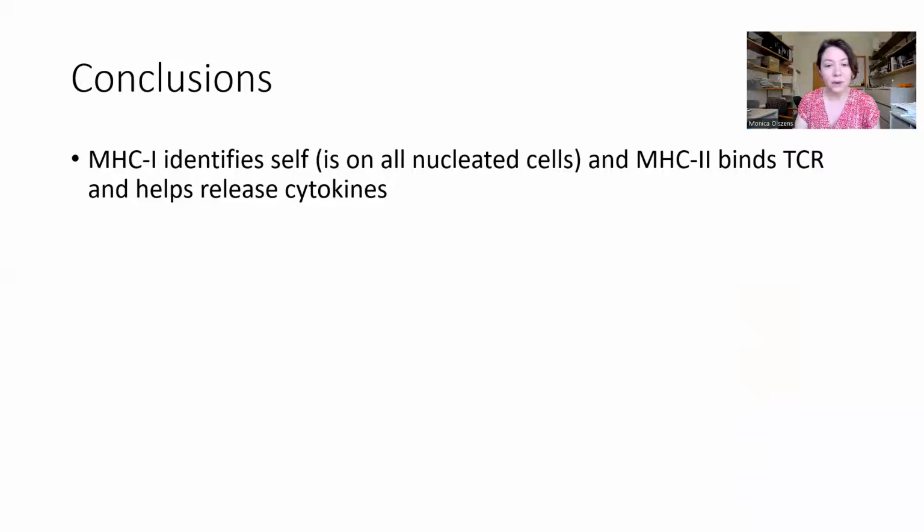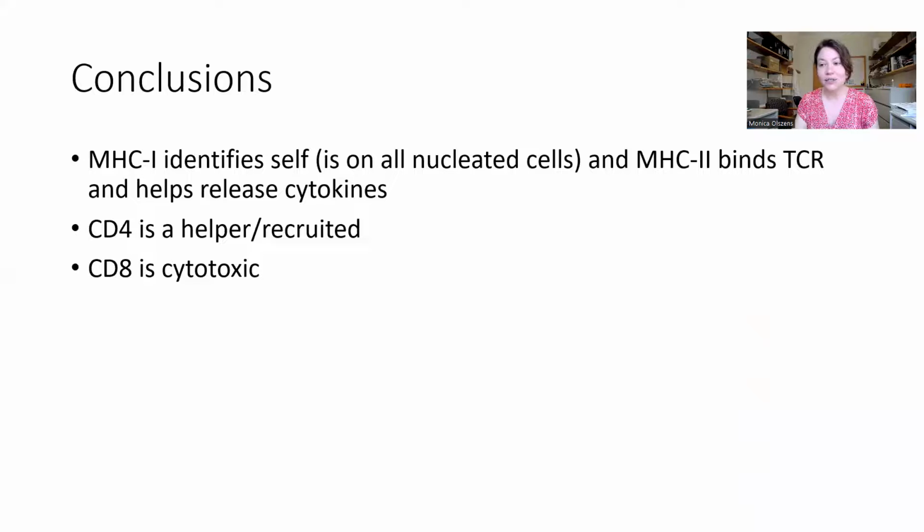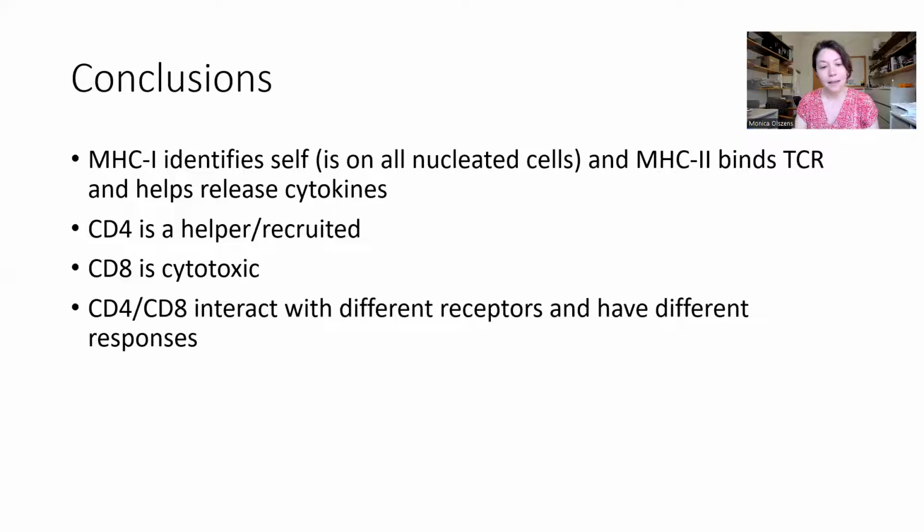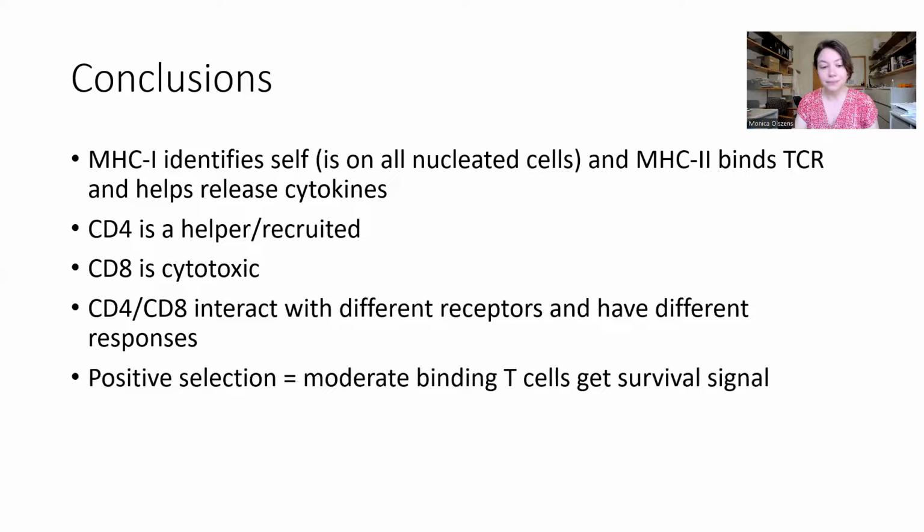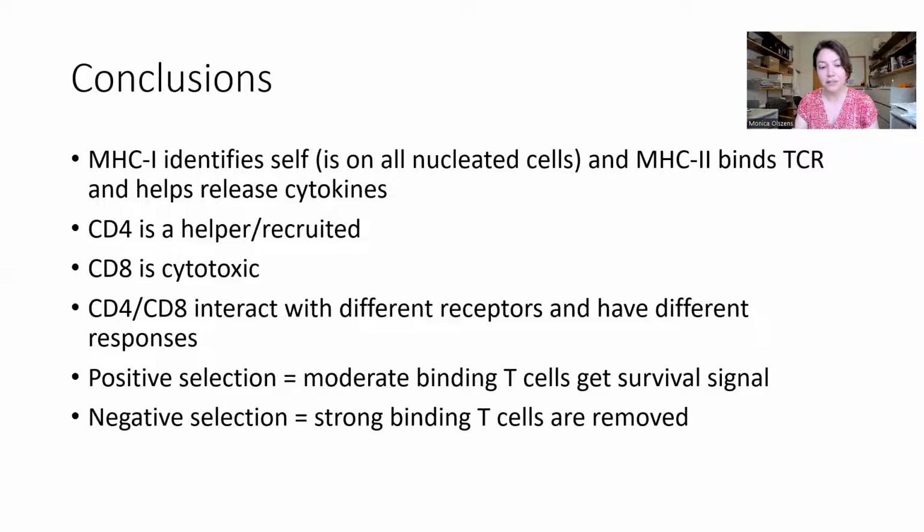All right, so MHC class 1 identifies self on all nucleated cells. So remember, red blood cells don't have that. MHC class 2 binds the T cell receptor and helps release cytokines. CD4 is helper recruiter. CD8 is directly killing, cytotoxic. CD4, CD8 interact with different receptors and have different responses. Positive selection is that a moderate binding of T cells gets the survival signal. Negative selection is that strong binding of T cells are removed to reduce our chances of getting an autoimmune disease.